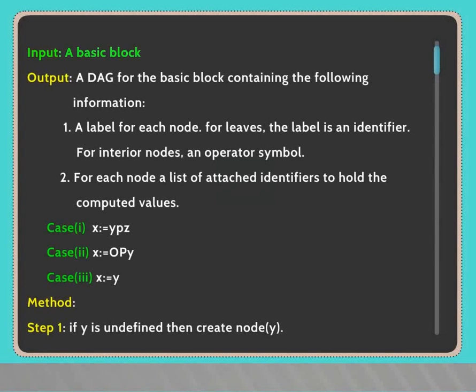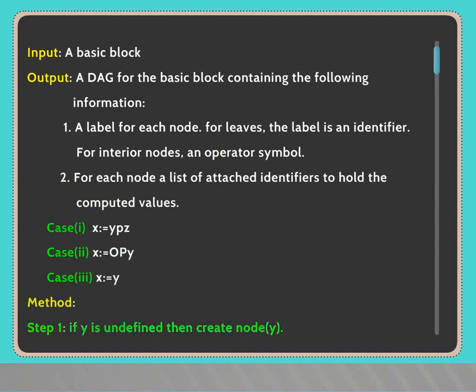Input: a basic block. Output: a DAG for the basic block containing the following information. A label for each node. For leaves, the label is an identifier. For interior nodes, an operator symbol. For each node, a list of attached identifiers to hold the computed values. The statements are of the form x = y op z, x = op y, x = y.